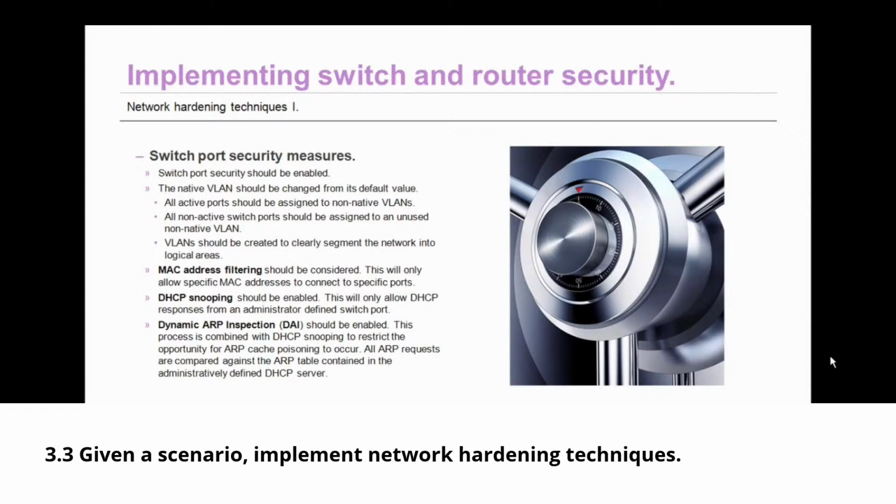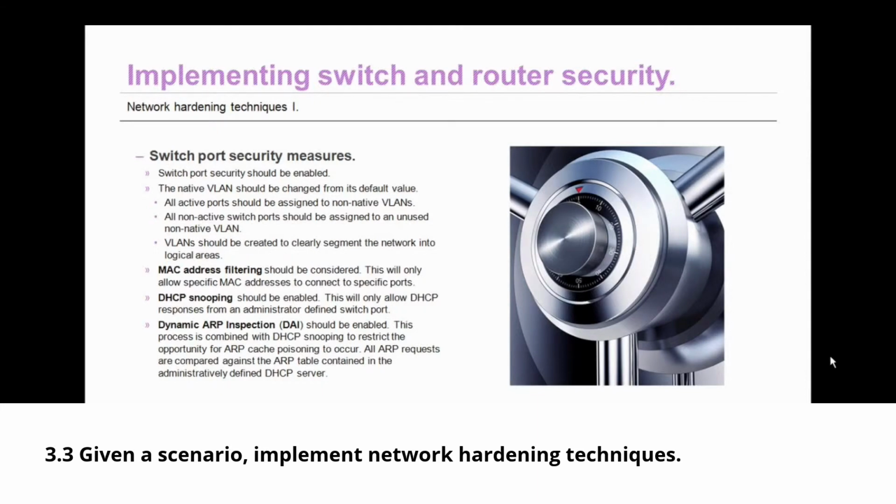A switch port security measure that should be considered is MAC address filtering. This will only allow specific MAC addresses to connect to specific ports. DHCP snooping should be enabled. This will only allow DHCP responses from an administrator-defined switch port. This means that all DHCP responses will come from the same port.